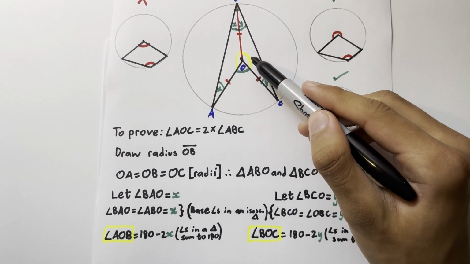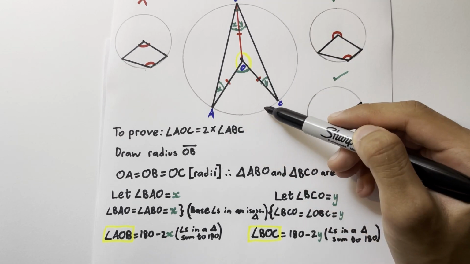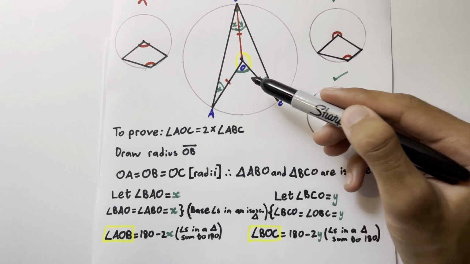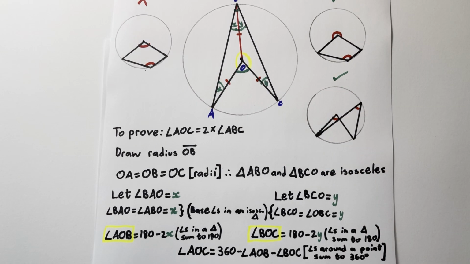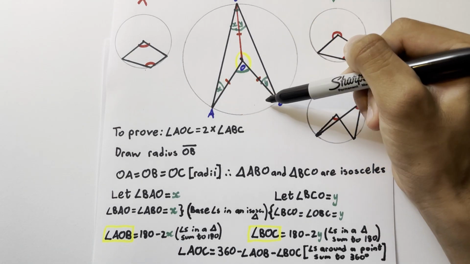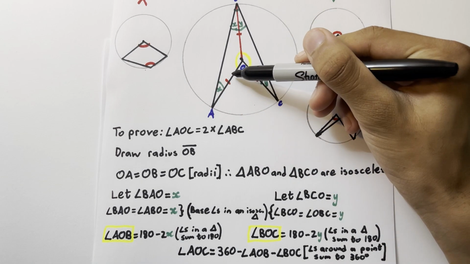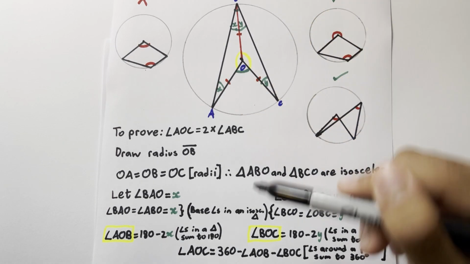Using these two angles, now we can form an expression for angle AOC, which is again the angle at the center. Because angles around a point sum to 360 degrees, angle AOC can be found by subtracting angle AOB and angle BOC from 360.